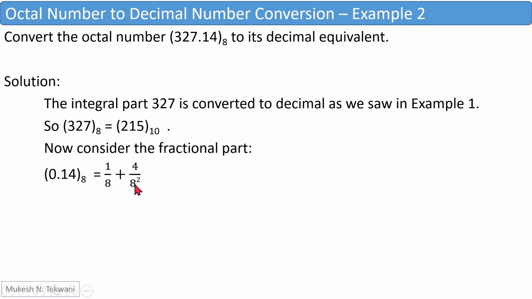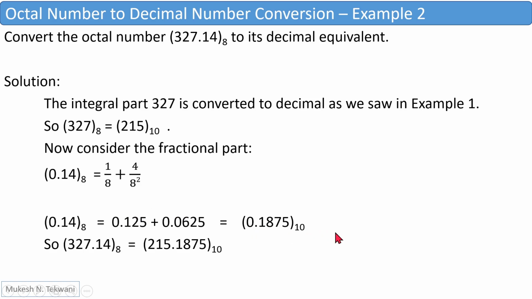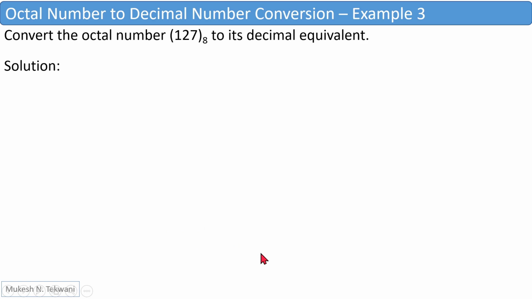and 0.04 is 4 divided by 8 raised to 2, and this if we calculate is 0.125 plus 0.0625, which is equal to 0.1875, and therefore the equivalent value is 215.1875. So we have taken the integral part 215 and then we have the fractional part 0.1875. Let us take one more example to observe a very important result.